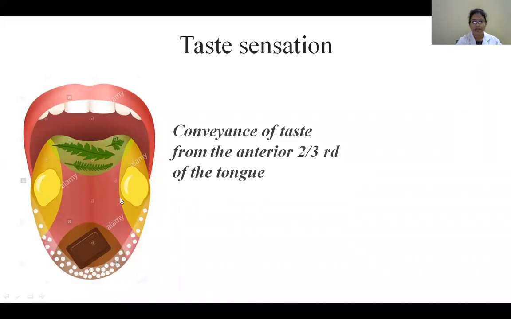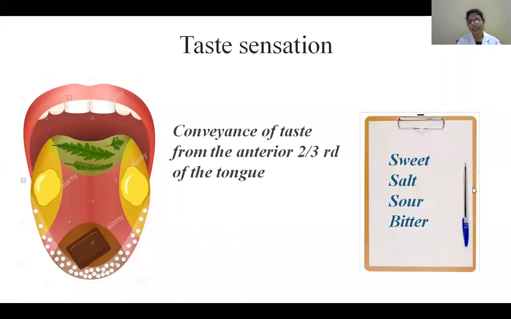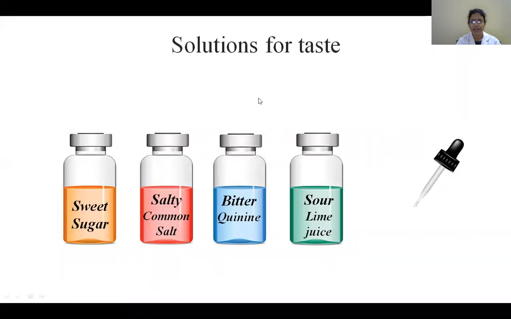Although a lot of overlap of the taste sensation is observed over the tongue, these we can say are the most prominent sites where these sensations are present. Before we proceed with this, what we need is a paper and pen where we write sweet, salt, sour and bitter, meaning all the four taste sensations which we are going to assess. If the person is literate, he can read these four words which you have written. Then the solutions for taste we need: sweet, which we make with the help of sugar.